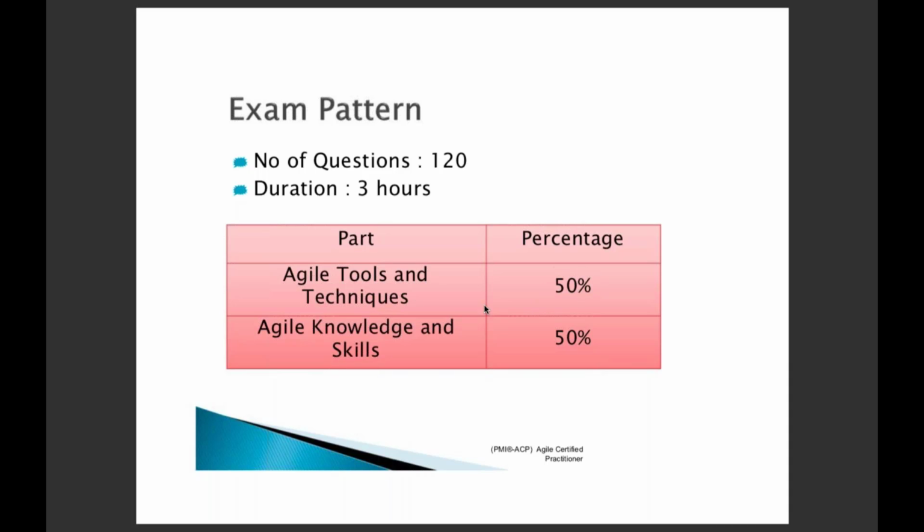It means 60 questions come from Agile tools and techniques, and 50% of the questions come from Agile knowledge and skills. What type of knowledge and skills does one need to possess in order to excel in an Agile environment? 50% of the questions. What are those skills required? What is the knowledge required? What are the tools and techniques they are talking about? That we'll be seeing as the training goes on.